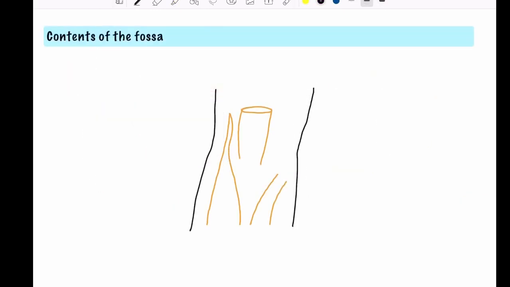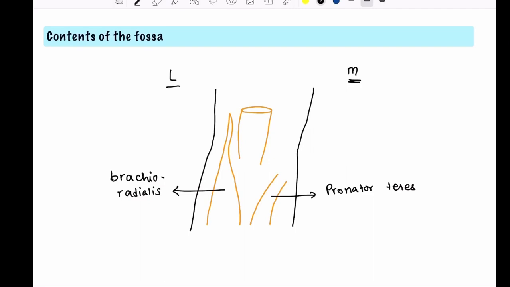Now let's see the contents of the fossa. In this figure, this is the medial side, this is the lateral side. This is the pronator teres muscle. It lies on the medial side. This is the brachioradialis, which lies on the lateral side. Remember, the lateral border of the pronator teres forms the medial boundary, and the medial border of the brachioradialis forms the lateral boundary of the fossa. This is the biceps brachii muscle.